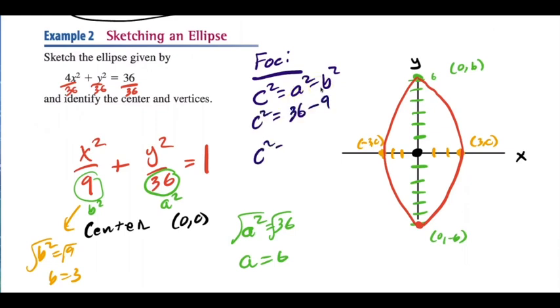We're going to get c squared equals 27. Square root both sides, and c is the square root of 27, also known as 3 square root of 3. Or we could round it to 5.1-ish. The reason I wanted to do the foci is, how do we graph the foci?